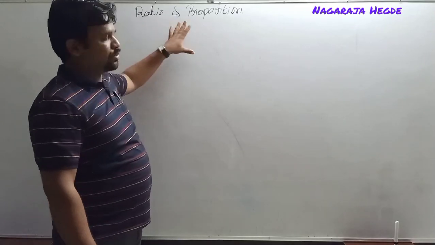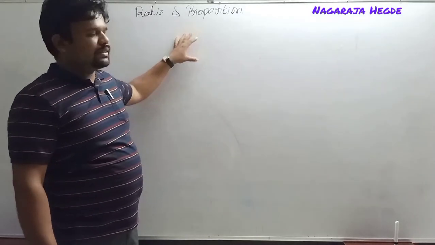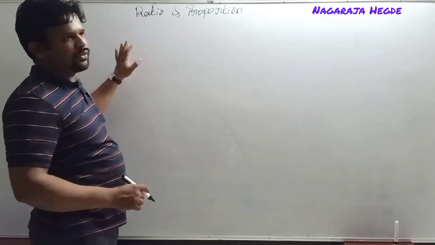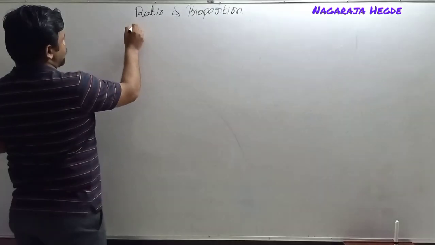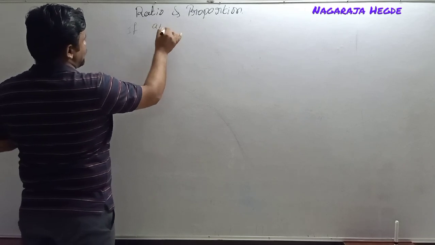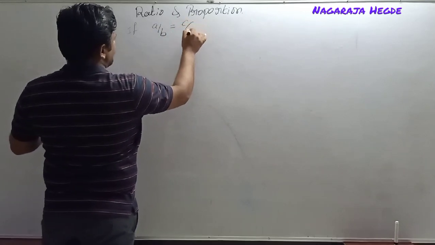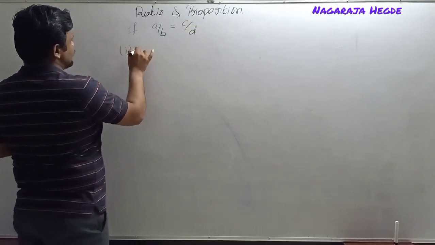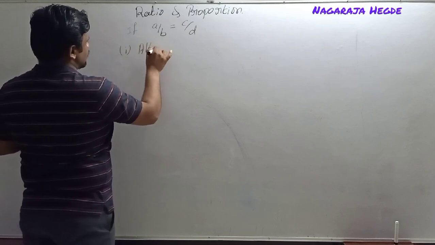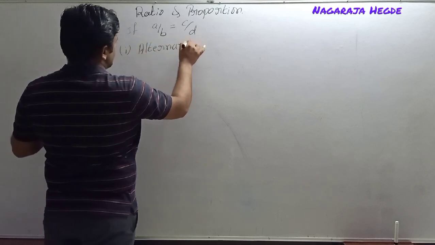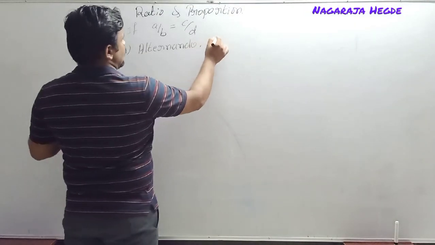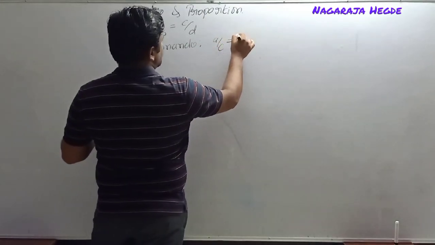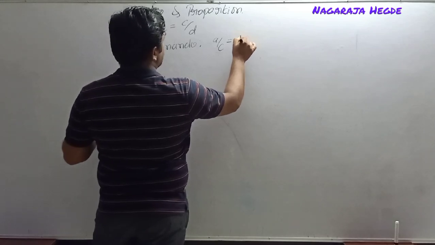In this ratio and proportion, let us discuss a few properties that are very important for higher level competitive exams. If A by B is equal to C by D, the first one is alternando. What is this alternando? A by C is equal to B by D.